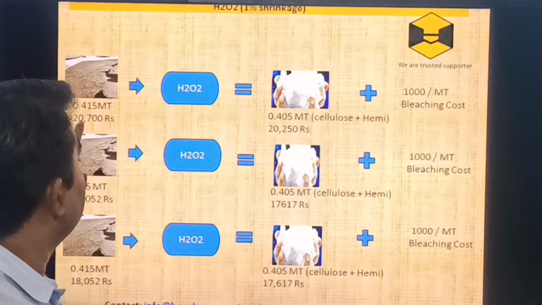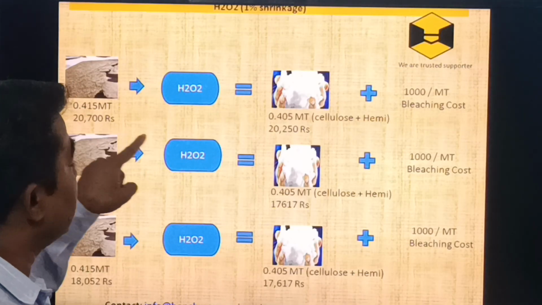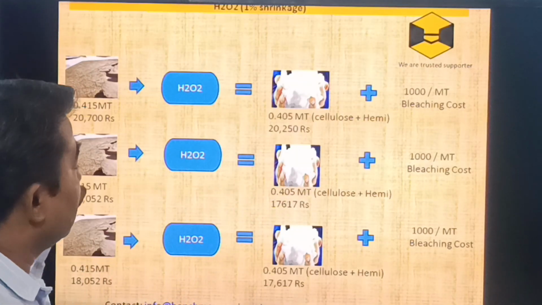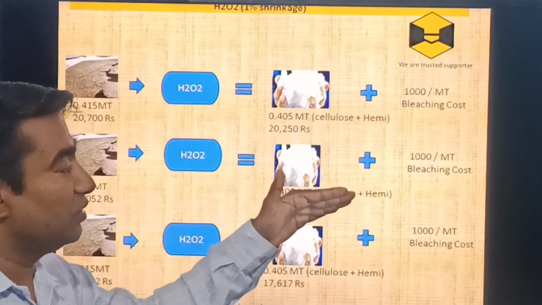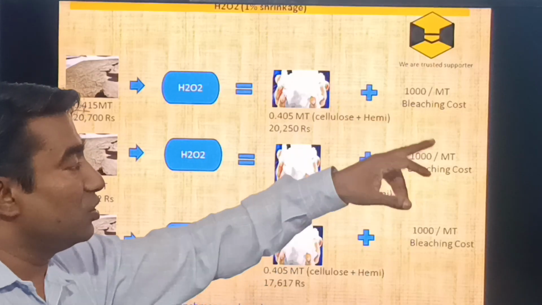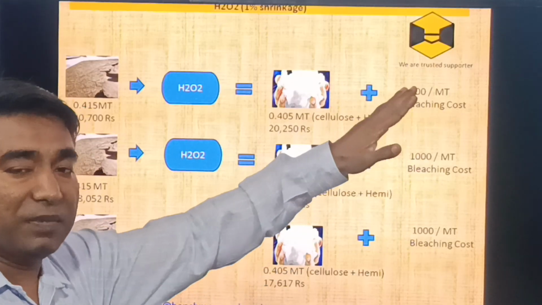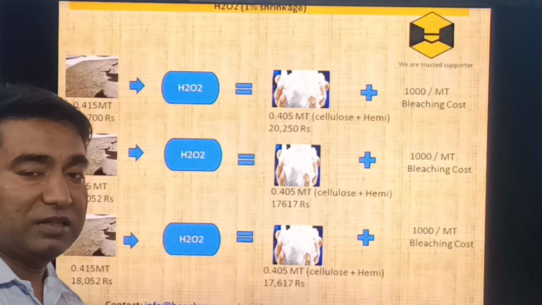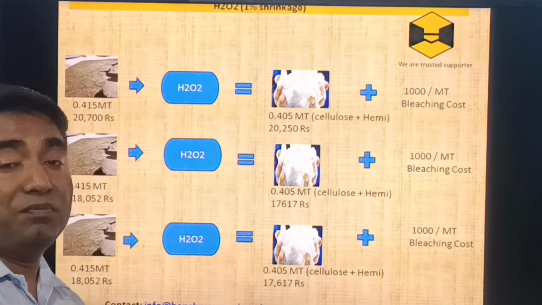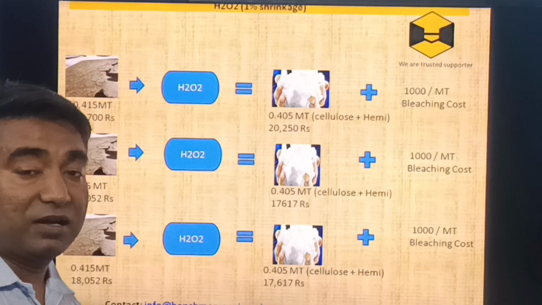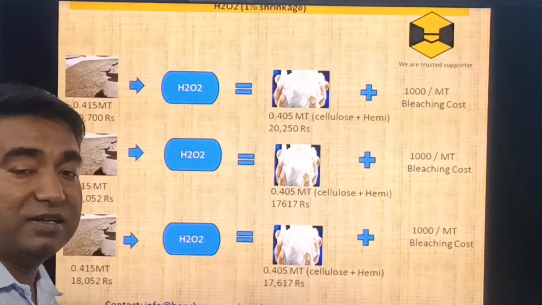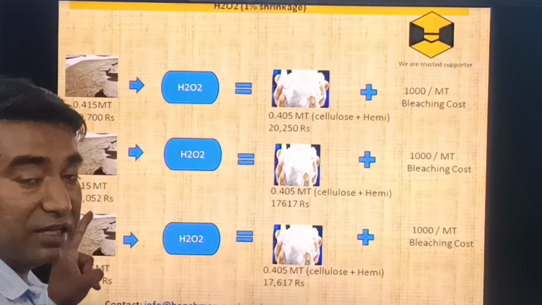So the value of the pulp has shrunk from 20,700 to 20,250, which means almost 500 rupees has been lost due to bleaching with H2O2. Also, this bleaching will have a cost of about rupees 1,000 per metric ton, approximated. This cost cannot be recovered, and the bleaching chemical and caustic cannot be recovered, because on mixing with the pulp they convert to the respective chloride and other halogen compounds.